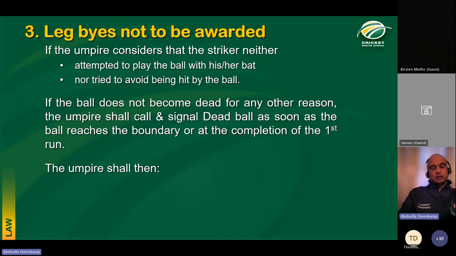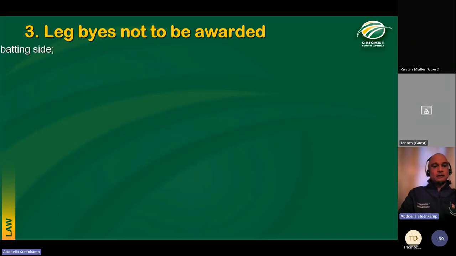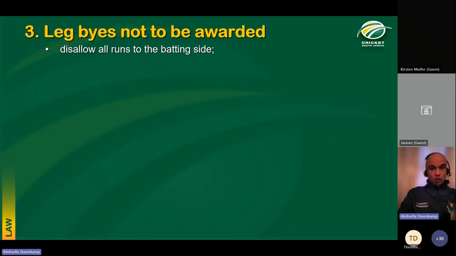So now, we've just heard that if there's no attempt to play at the ball, nor did the striker try to avoid being hit by the ball, you need to call dead ball if the ball reaches the boundary or on the completion of the first run. Those runs then are not to be awarded. Then what do you do? Then the umpire needs to disallow all runs to the batting side.